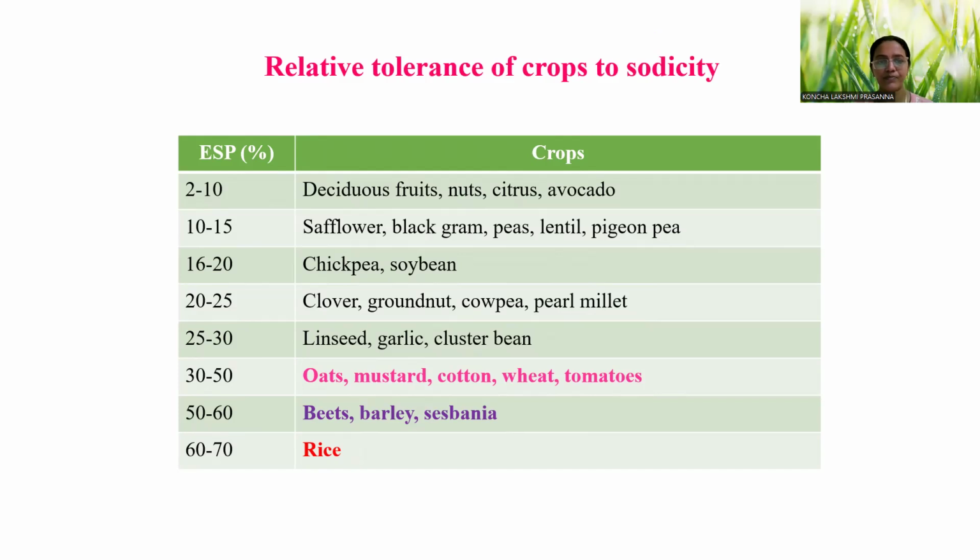Barley, beets, and sesbania can be grown at an exchangeable sodium percentage of 50 to 60%. Rice and sugar beet can be grown if the exchangeable sodium percentage is 60 to 70%.